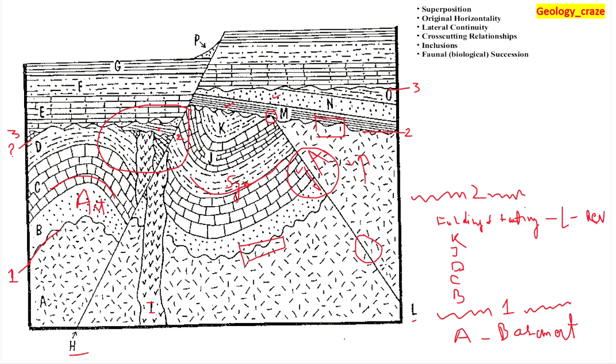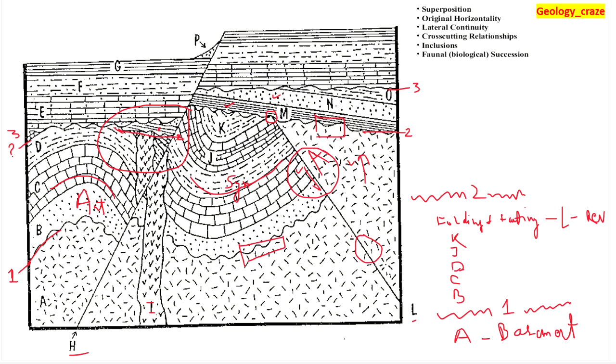So after the 2, then there is a repetition of this, over 2, okay. This side, this is over 2. This side, this is over 2, okay. And it is eroded by one more major unconformity, that is 3, okay.